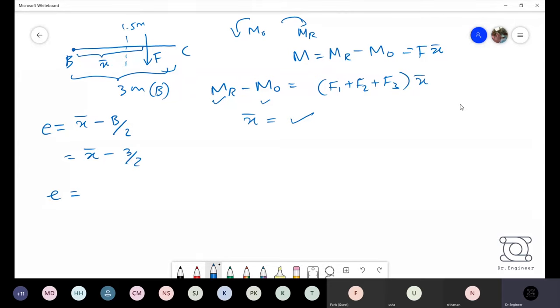So this is eccentricity. Eccentricity should always be within B by 3. Within this value, right? That should be within that value, right? Sorry, not eccentricity, X bar. Sorry.